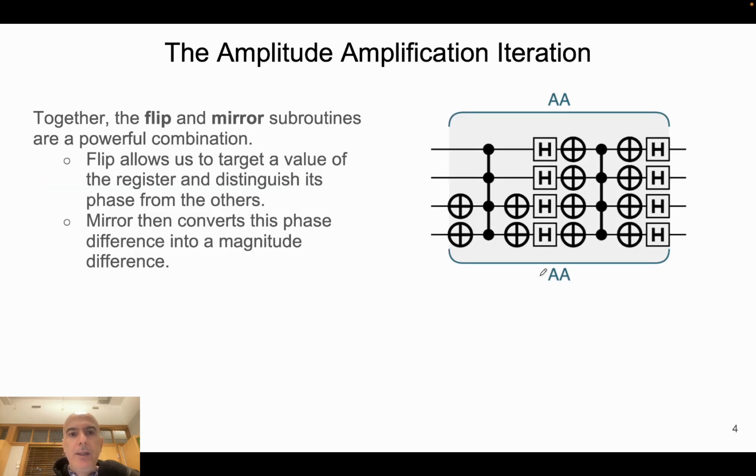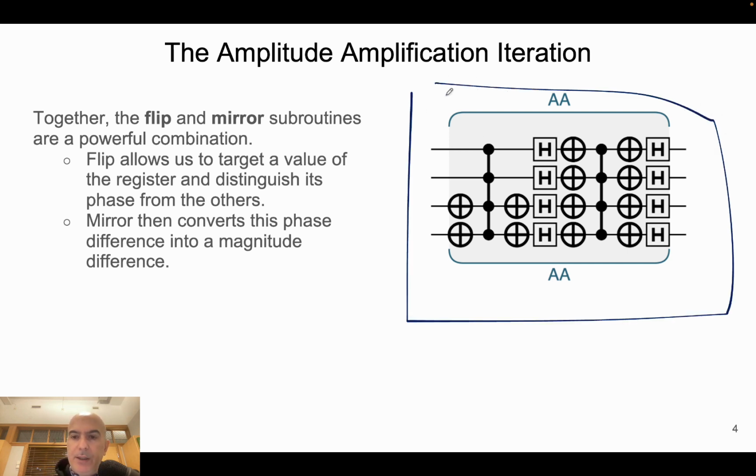So the flip and the mirror subroutines are a very powerful combination. Flip allows us to target the values of the quantum register and distinguish its phase from the others. So this is the so-called marking phase. And then we have the mirror phase that converts the phase difference into a magnitude difference that we can actually measure. So in these slides, we can see the plot of the amplitude amplification iteration.